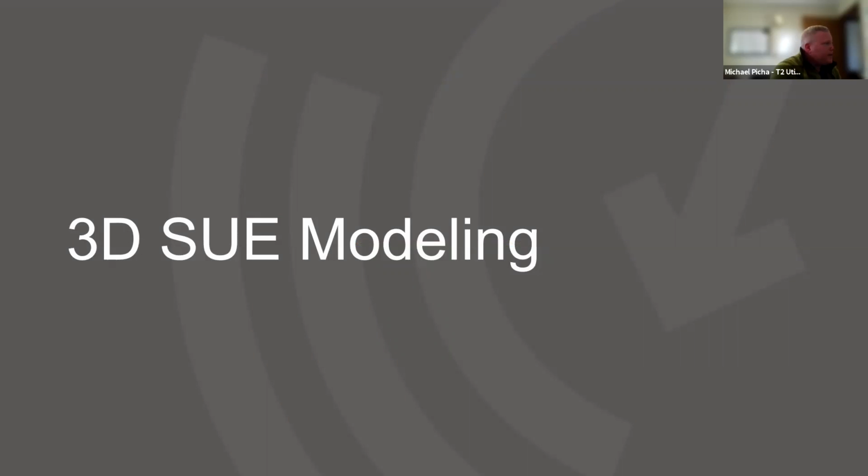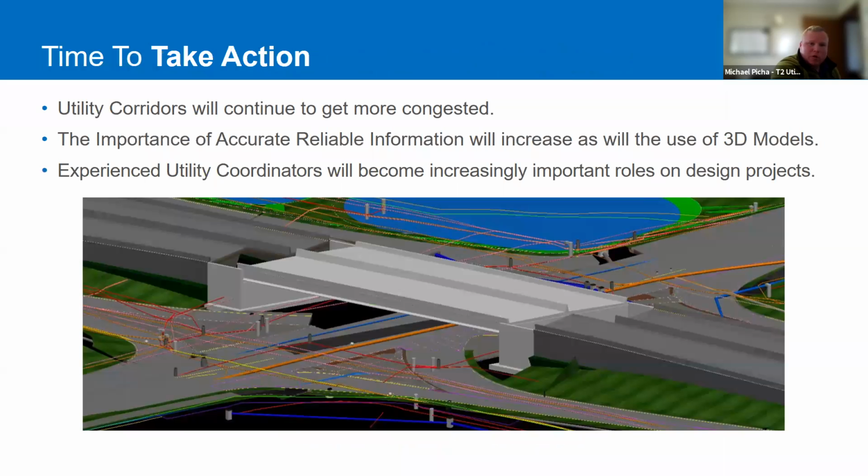So we get a little bit in here into 3D modeling. We're seeing it more and more, certainly as the corridors continue to get more congested. The importance of reliable and accurate information will increase, as well as the use of these models, as well as utility coordination and making sure there's a good channel of communication. That is going to be increasingly important, especially when we're coming down to schedules and timelines.